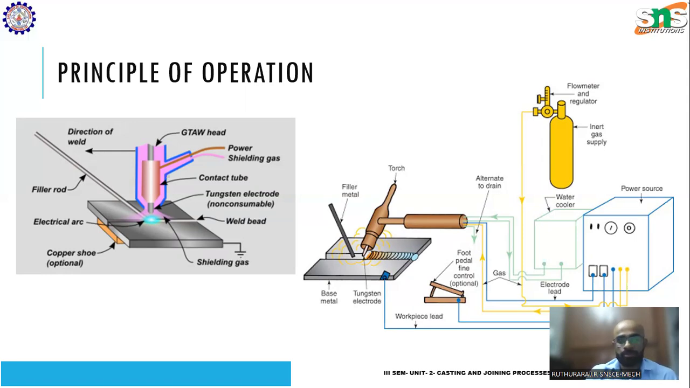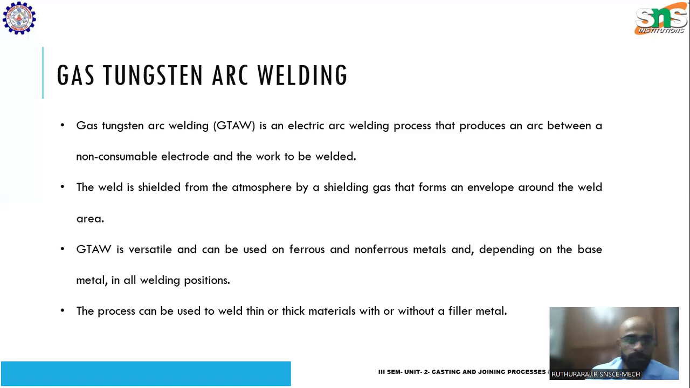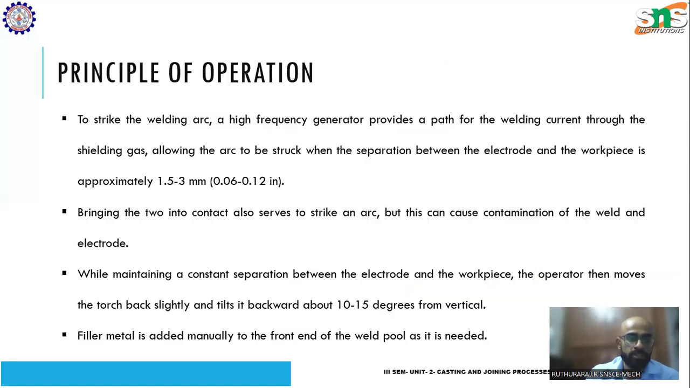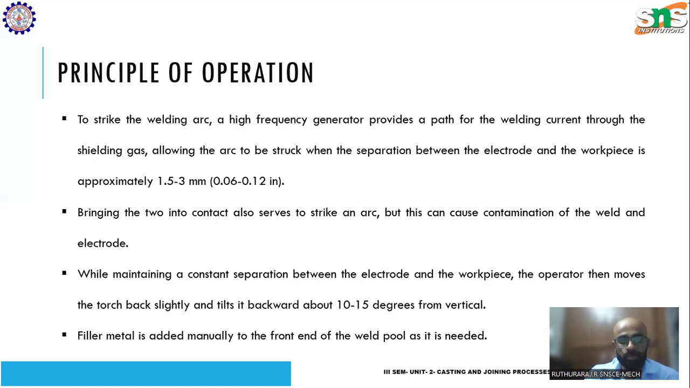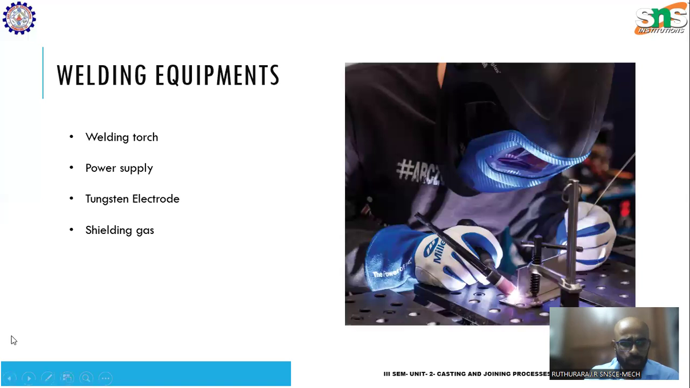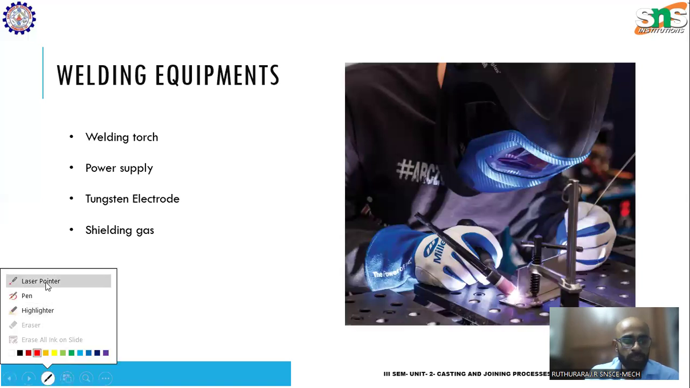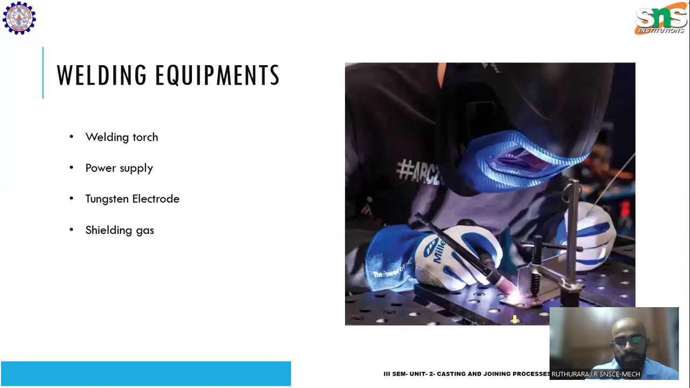Also, there is a major difference between gas metal arc welding and gas tungsten arc welding. First we will discuss gas tungsten arc welding. Here, the electrode used is called a tungsten electrode. Why is a tungsten electrode used? Because tungsten has a very high melting temperature, around 4000 degrees Celsius. Tungsten melts around 4500 degrees Celsius. What it signifies is that during the welding process, tungsten will not get melted.